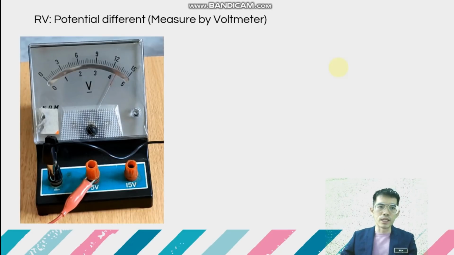Next will be the discussion regarding the responding variable. In this experiment 3.5, for the responding variable we have to measure the potential difference using the voltmeter. You can look at the figure. Again, we have 2 different scales, which are 5 volt and 15 volt. The checklist already gives us the instruction to use the 5 volt scale, so we have to follow the checklist.